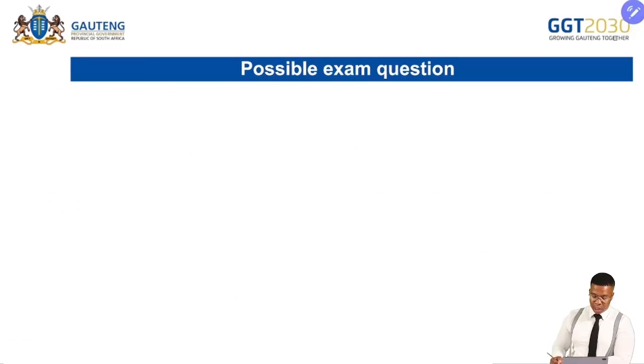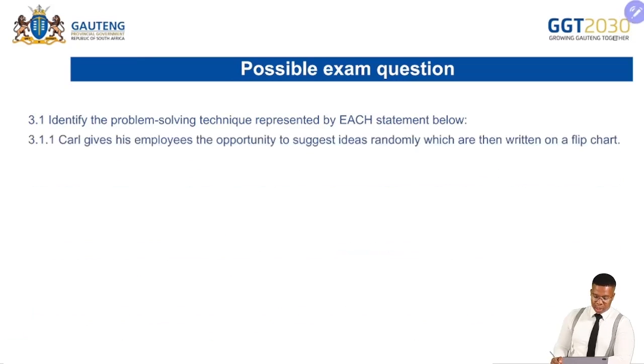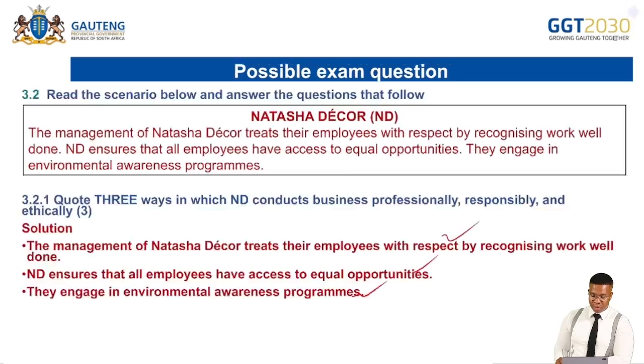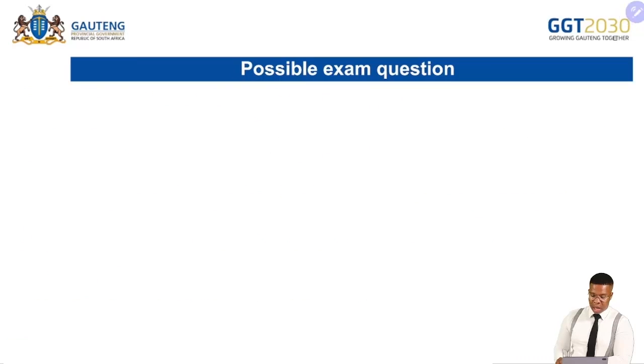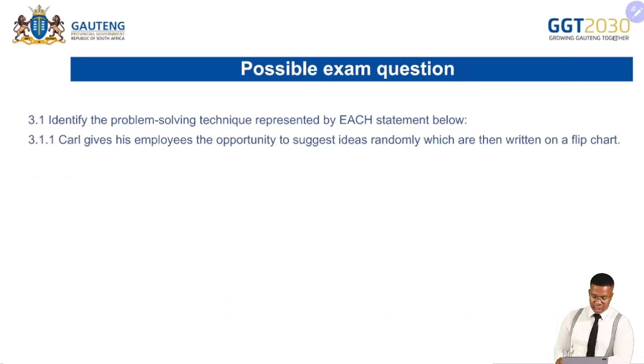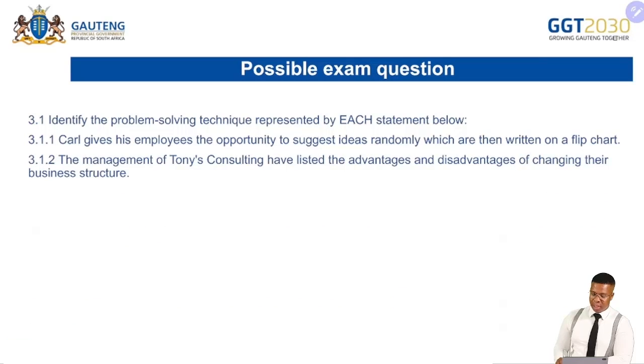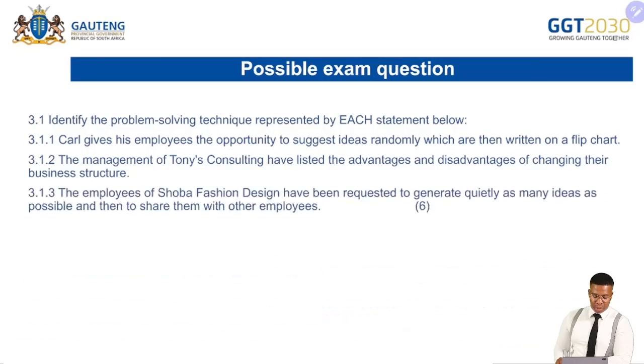And then looking into another possible exam question, identifying the problem-solving techniques. There we are moving now from ethics and professionalism, coming to your creative thinking. Identify the problem-solving techniques represented by each statement below for 6 marks. Now let's see. We have Carl, who gives employees the opportunity to suggest ideas randomly, which then are written on a flip chart. So the idea that they suggest ideas randomly and they're being recorded on a flip chart, you consider that as your keywords.